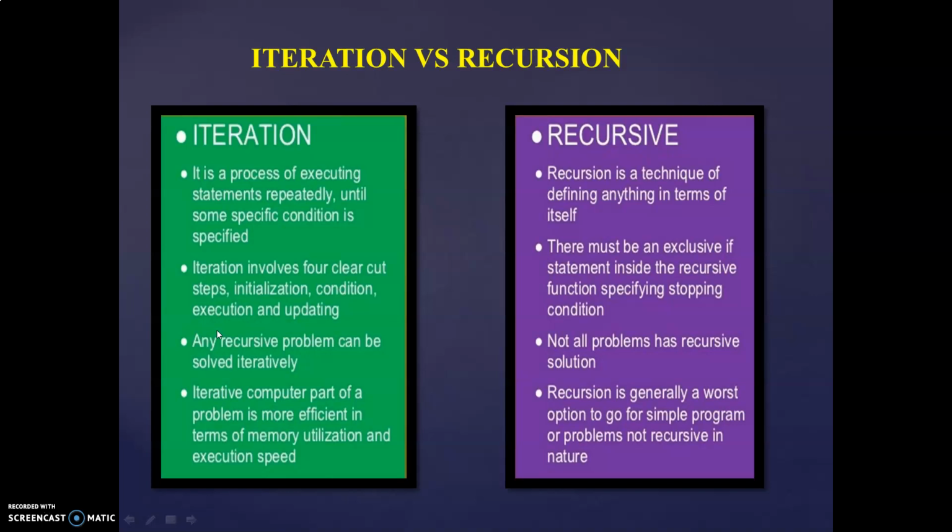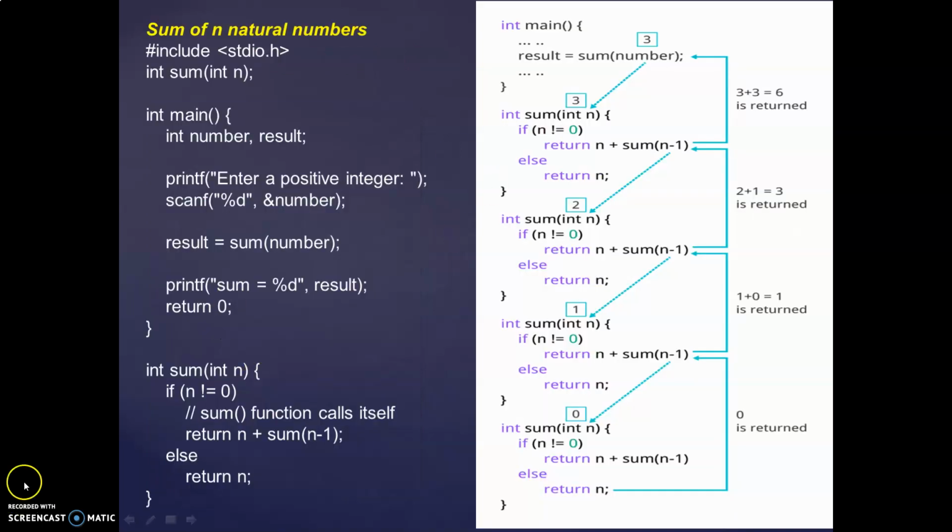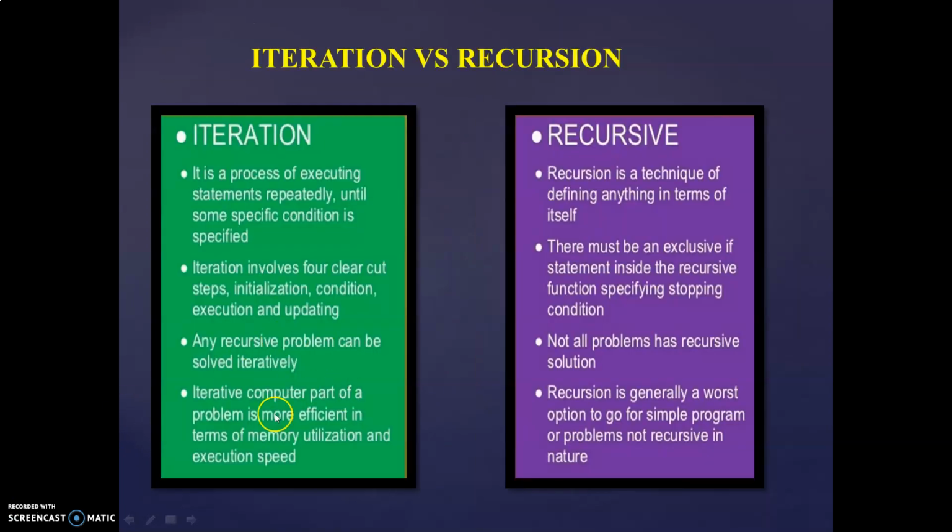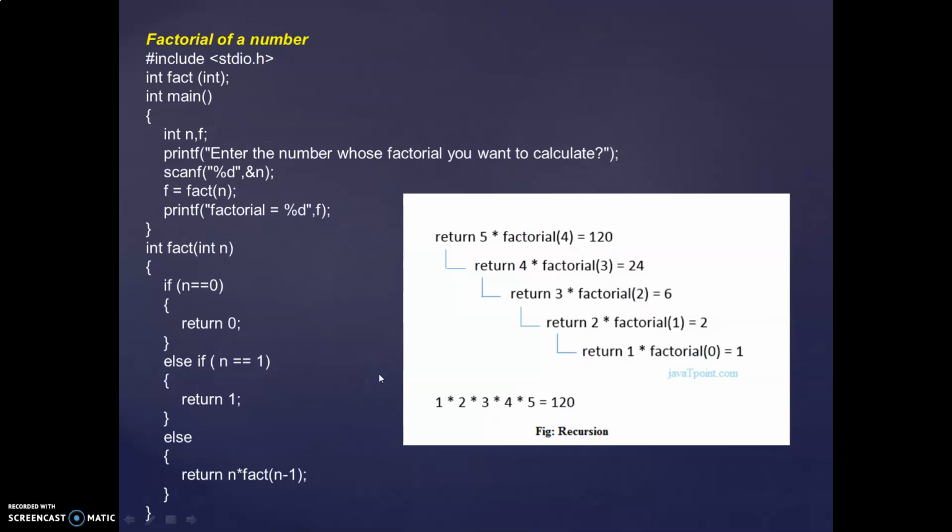One is the recursive condition. Second one is the terminating condition, which is a must. Otherwise, it will go into an infinite loop. That I have used here in if n not equal to 0 or n equal to 0. Or it is better used in this one, if n equal to 0 and if n equal to 1, these are the terminating conditions.